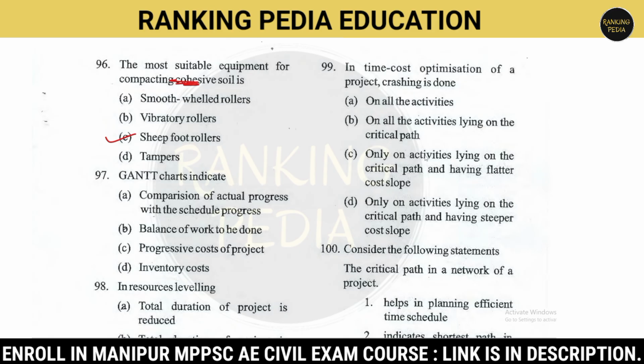Okay, these rollers have what? These rollers have your feet that penetrate the soil layer to provide deep compaction through a kneading action and also a high pressure. Sheep foot roller is the best suitable equipment for compacting of cohesive soil. Now, example of cohesive soil is. Next is question number 97.